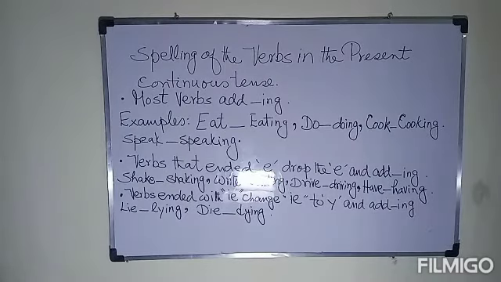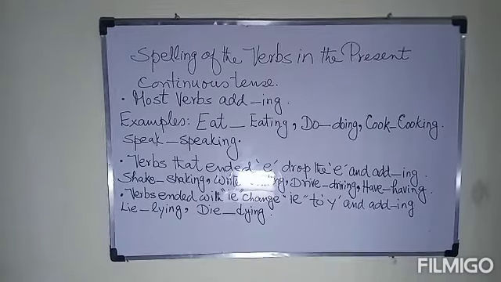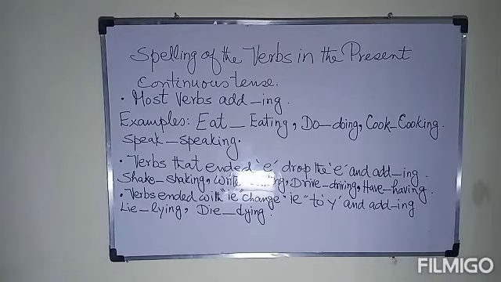Now the spelling of the verbs in the present continuous tense. Most verbs add ing. Examples: eat, eating; do, doing; cook, cooking; speak, speaking. Verbs that end in e, drop the e and add ing. An example, shake, shaking. See here that in shake, we remove e and add ing. Same thing: write, writing; drive, driving; have, having.